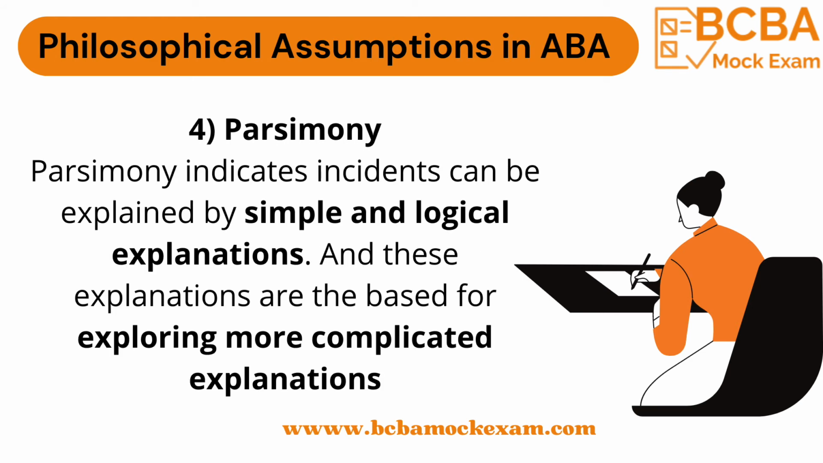Number 4. Parsimony. Parsimony indicates incidents can be explained by simple and logical explanations, and these explanations are the base for exploring more complicated explanations. By excluding more plausible explanations before considering more complex ones, parsimony helps us in the logical and orderly direction of reasoning and decision-making processes. It helps in the discovery of plausible explanations and solutions for the phenomena under study.